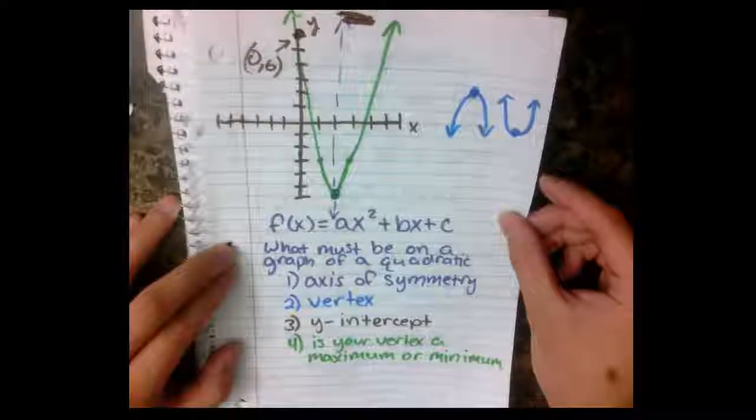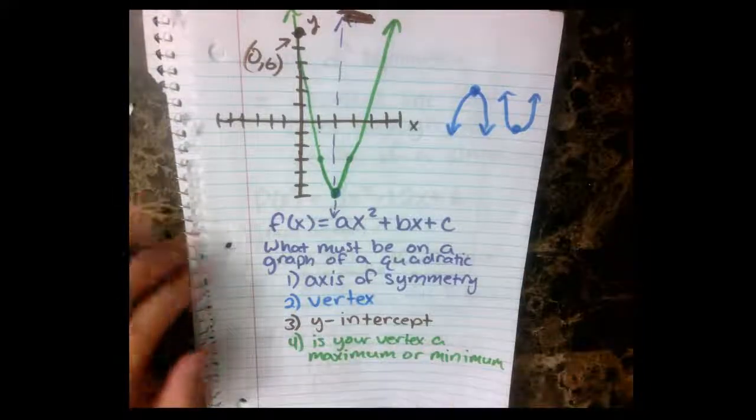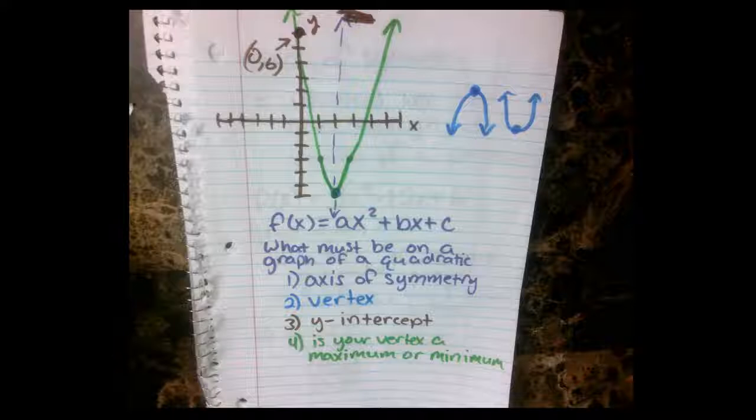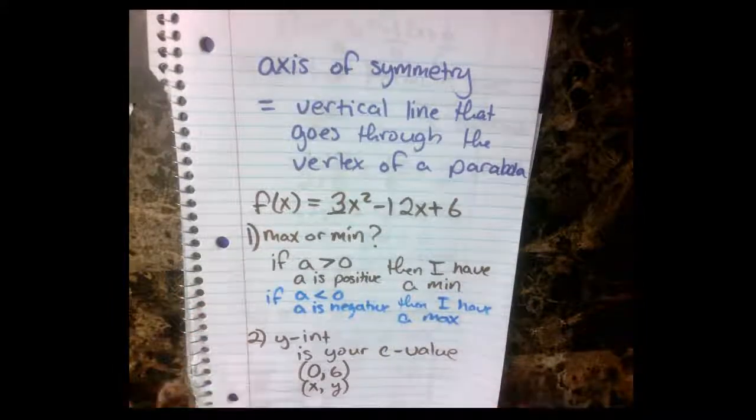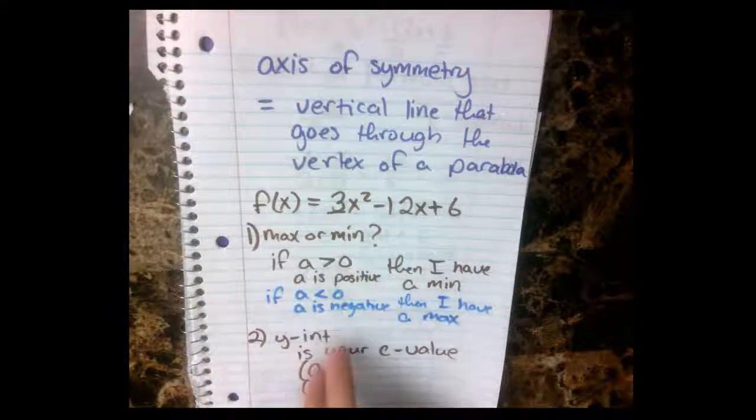And then we've got our list of things that need to be on a quadratic graph: axis of symmetry, vertex, y-intercept, vertex a max or a min. Again, I don't do it in that personal order, but that's how they teach it. And then here's the third page of your notes. So this is the order that I do it in. Oh, and the definition of axis of symmetry. But this is the order that I do it in.